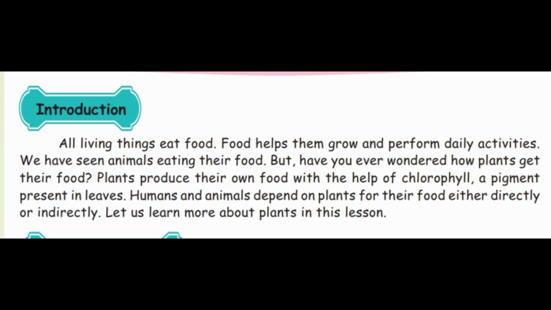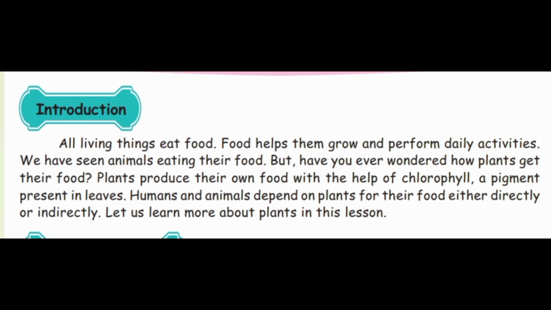But have you ever wondered how plants get their food? For animals we feed them or they search for food, and for humans we cook food and eat it. But how will the plants get food? Have you thought about that? Let's see. Plants produce their own food with the help of chlorophyll, a pigment present in leaves. Most of the plant leaves are green in color, so with that green color they prepare their food.